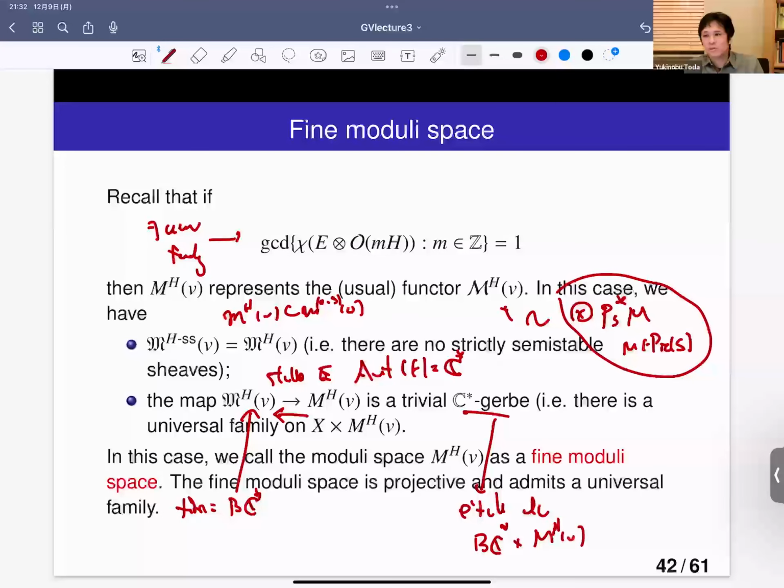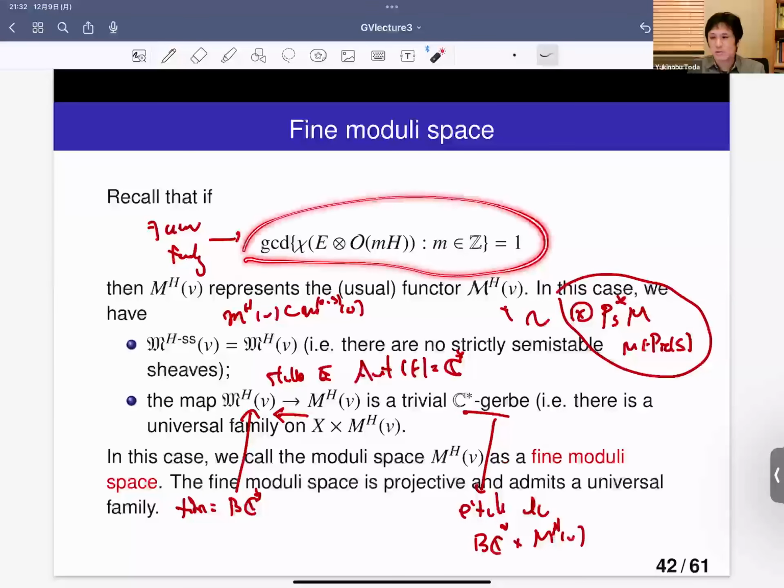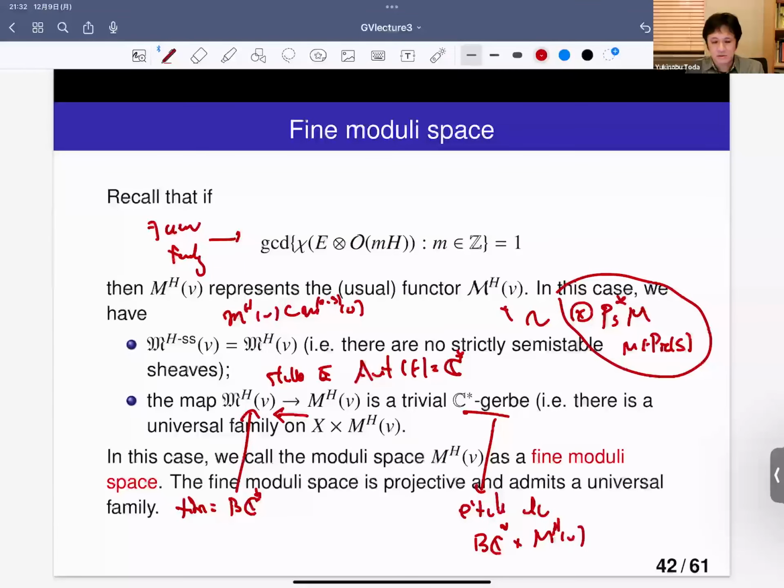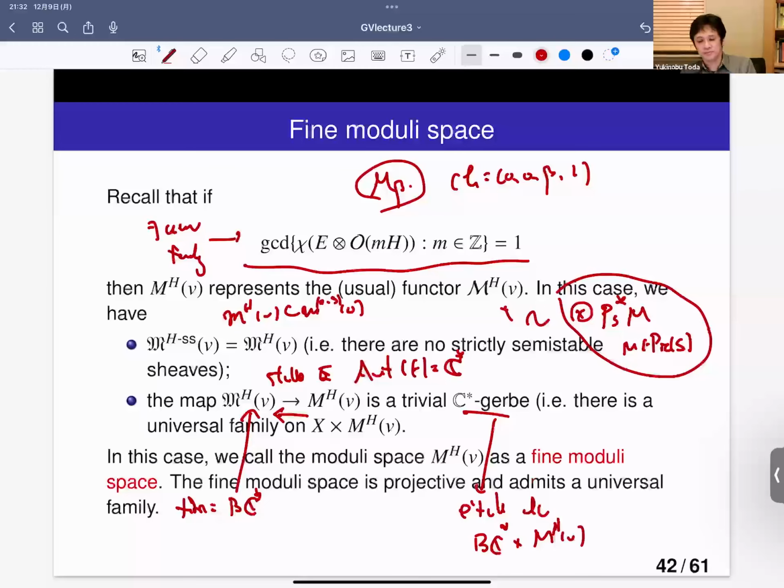That is also an important part of the moduli theory. But if this condition is satisfied, we don't have such a contribution of the Clark class, and we have a very nice moduli theory. So for example, in the first part of this lecture, I considered this M beta 1, where the Chern character is 0, beta, 1. In this case, this condition is satisfied as the moduli space is in fact fine. So we have a very nice property of this moduli space.